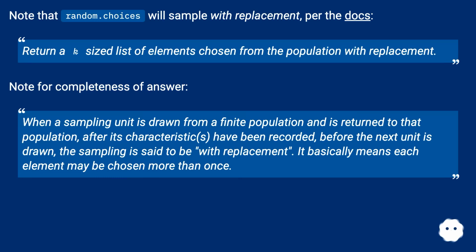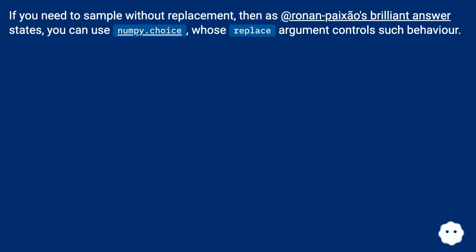When a sampling unit is drawn from a finite population and is returned to that population, after its characteristics have been recorded, before the next unit is drawn, the sampling is said to be with replacement. It basically means each element may be chosen more than once. If you need to sample without replacement, then as NumPy's brilliant answer states, you can use numpy.random.choice, whose replace argument controls such behavior.